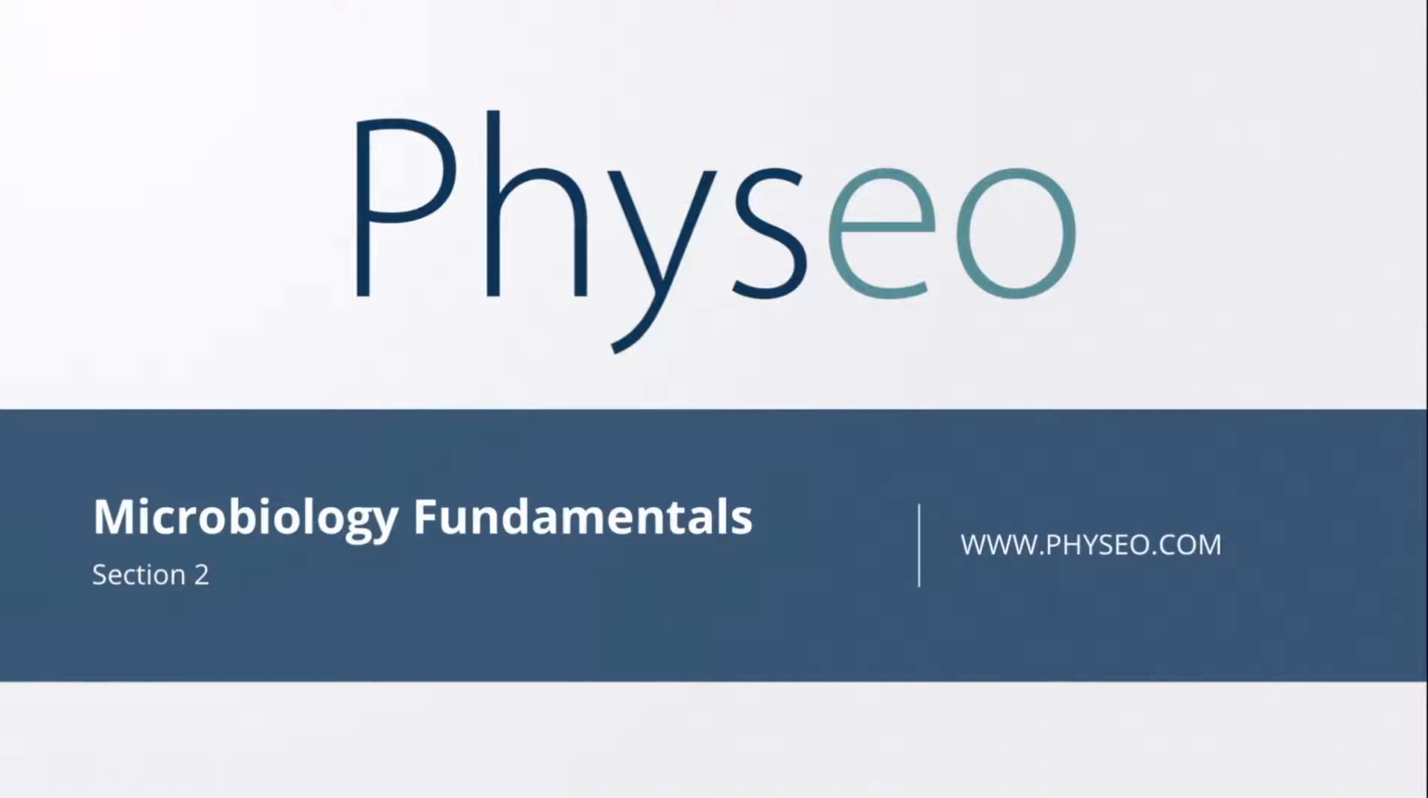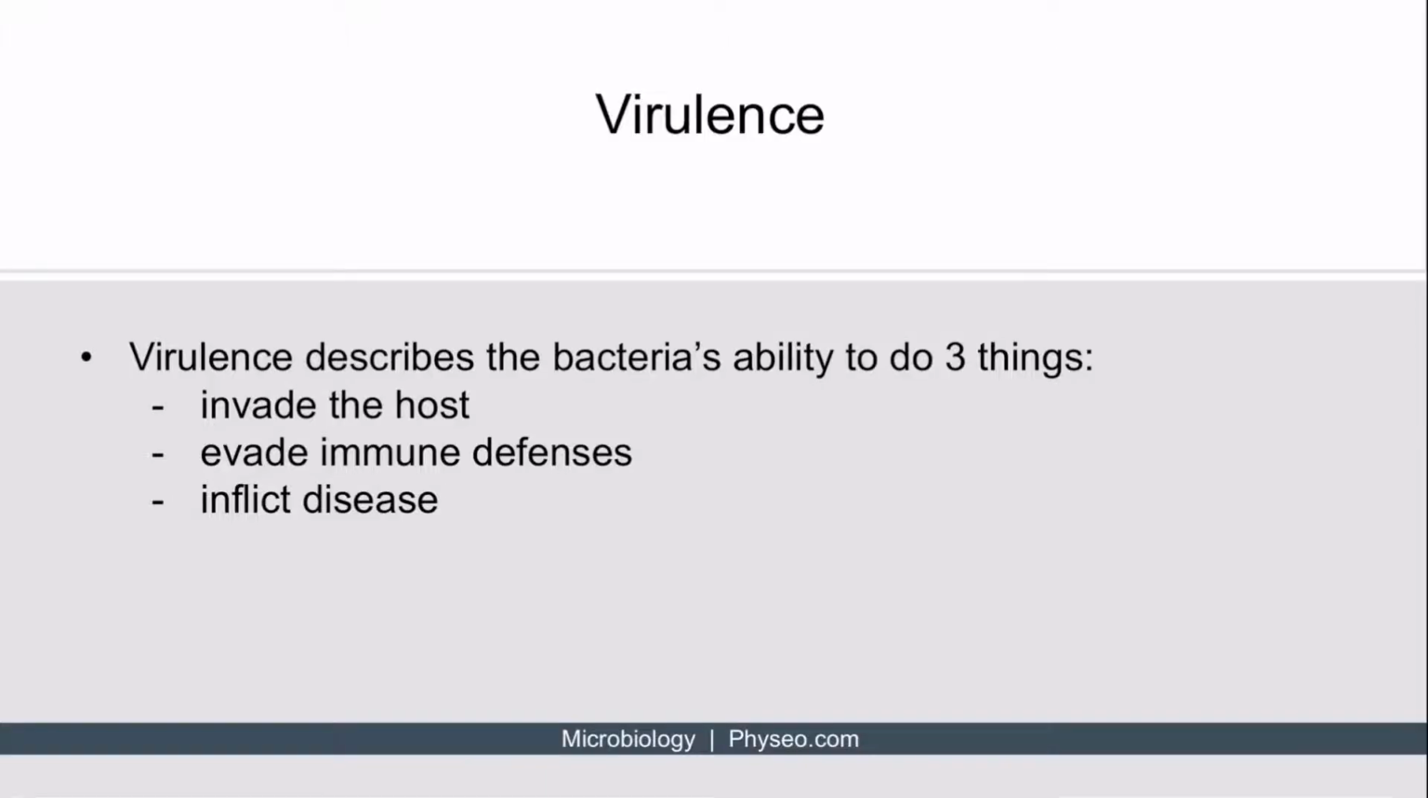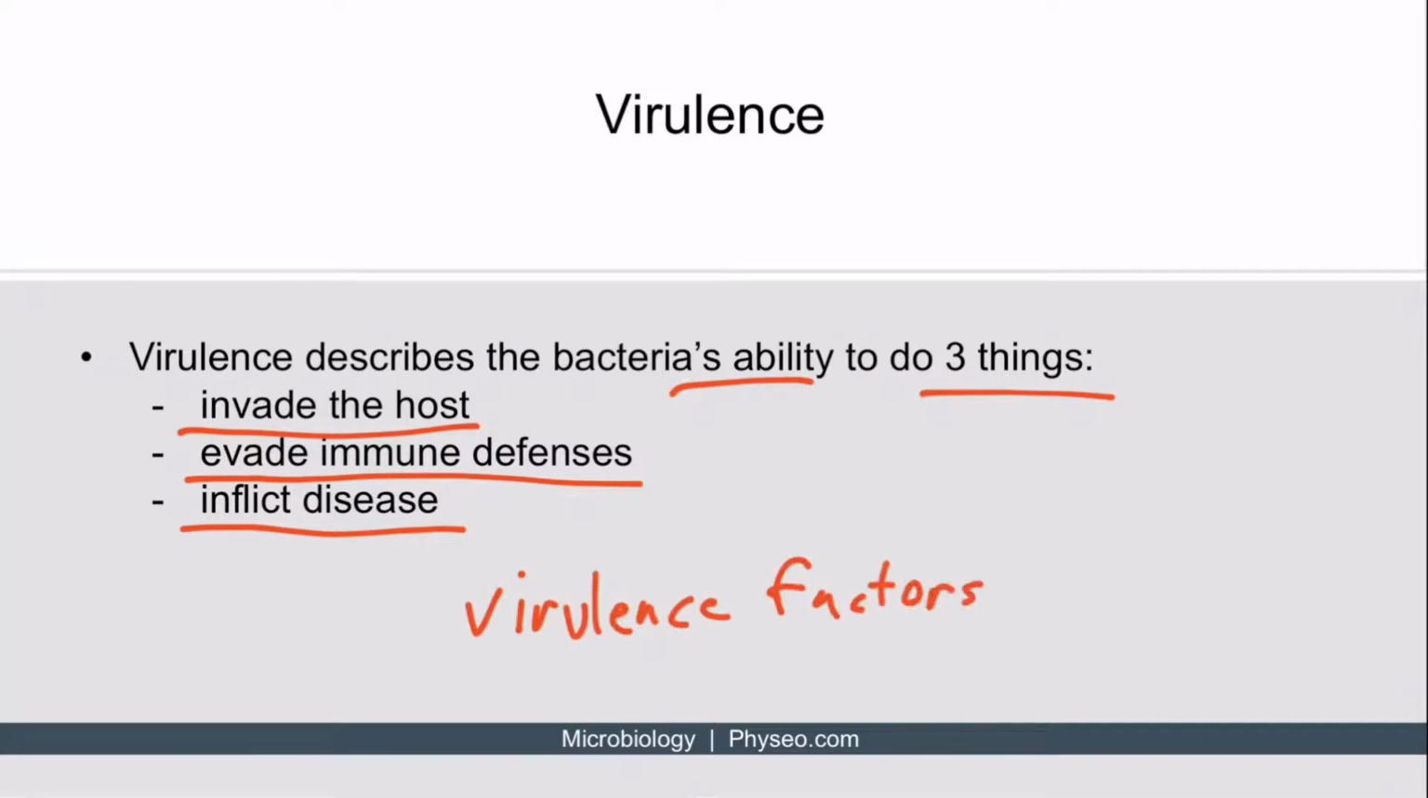Welcome to Section 2 of Microbiology Fundamentals. In this section, we'll be discussing virulence. Let's get started. Virulence describes the bacteria's ability to do three things: invade the host, evade the immune defenses, or inflict disease. And virulence is achieved through virulence factors.